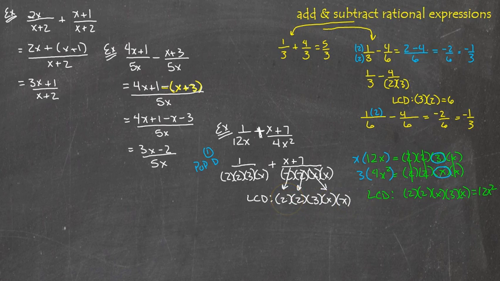Okay, so the step is to write each denominator as a product of primes. Then create your lowest common denominator by eliminating duplicates. So the LCD is eliminate duplicates.